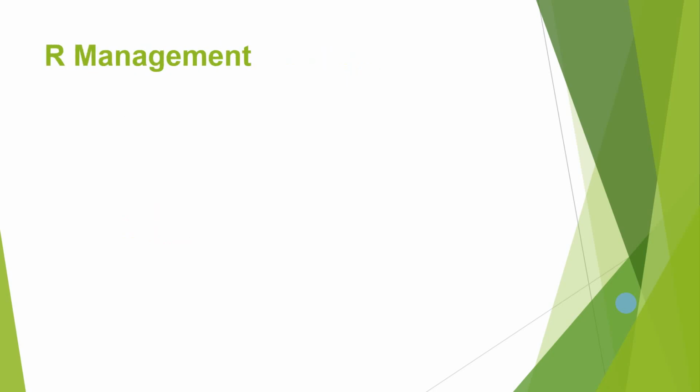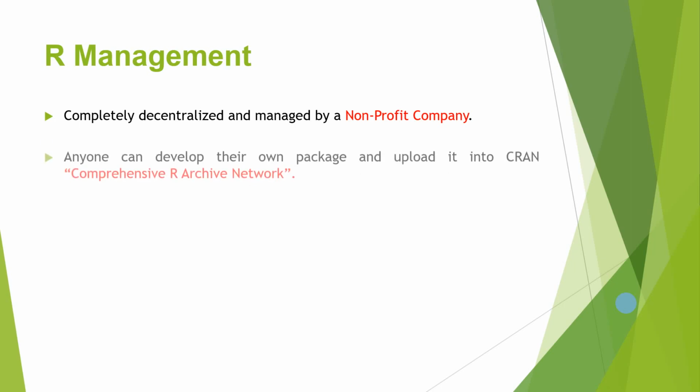Now coming to R management. As I told, R is a free and open source programming language. It is freely available to society. It is completely decentralized and managed by a non-profit company. R is not a company; there is no specific company earning a profit. It is only managed by a couple of people, and they have formed a non-profit company.